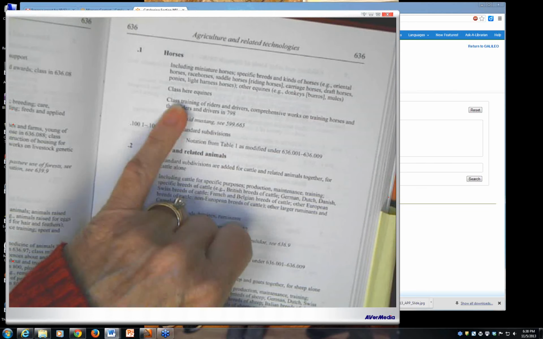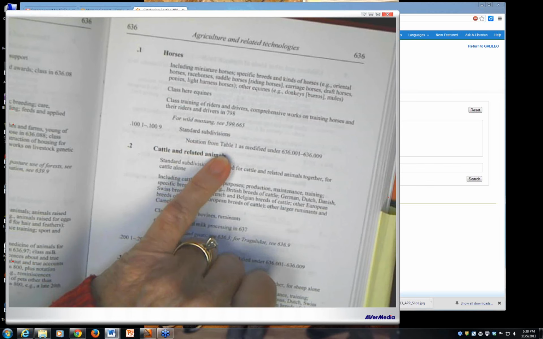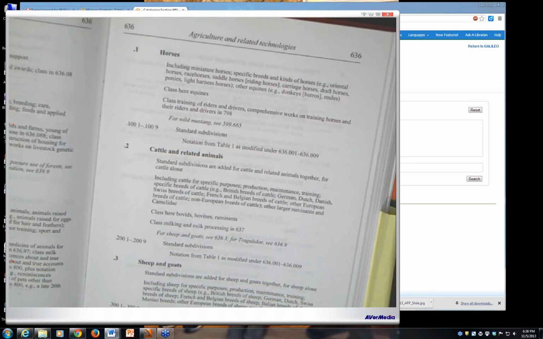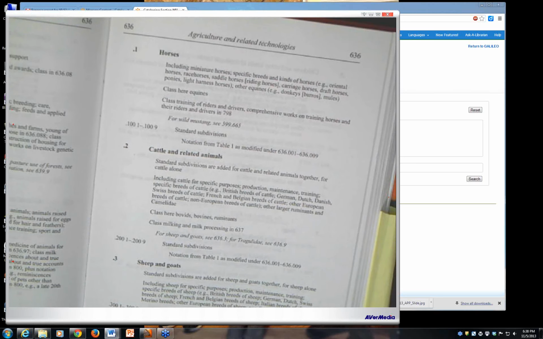Some numbers have them, some don't. This one happens to have the note on Table 1 about standard subdivisions. Okay, any questions on that one?